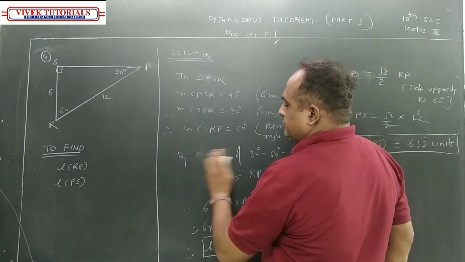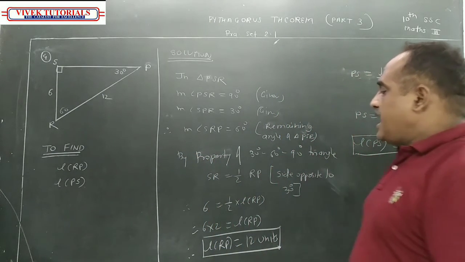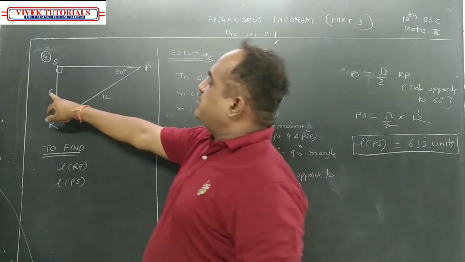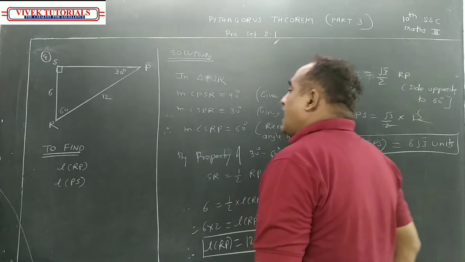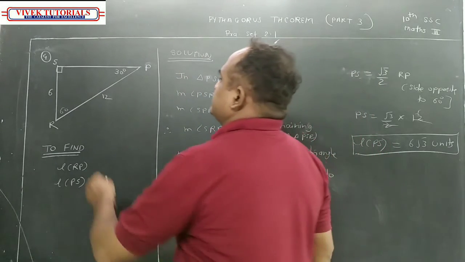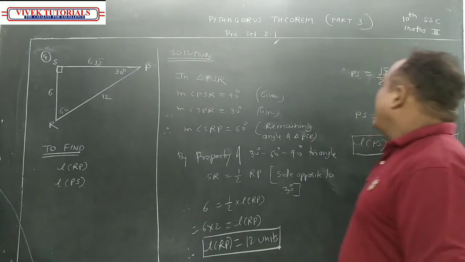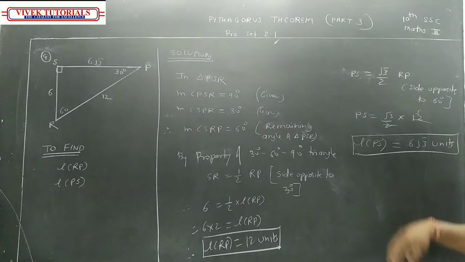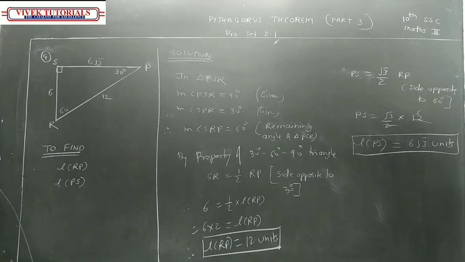Okay. See once again, side opposite to 30 degrees, this is side opposite 30 degrees, half of the hypotenuse. If it is 6, this will become what? Double of it. This is 12. And this will become 6 root 3. Okay? Because side opposite to 60 degrees is root 3 upon 2 times the hypotenuse. Hypotenuse is 12. If I cancel it, I get PS is equal to 6 root 3 units. I think it is a very easy question. Just copy it down properly by pausing the video.